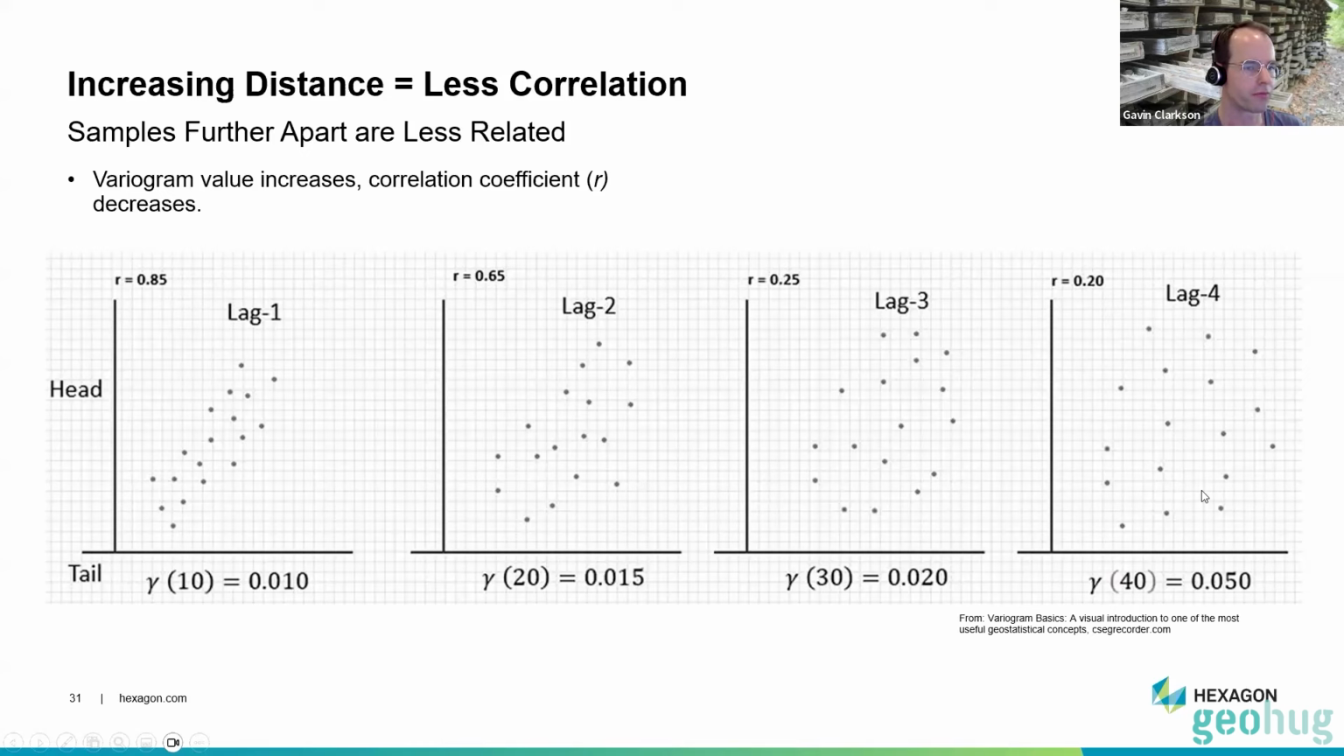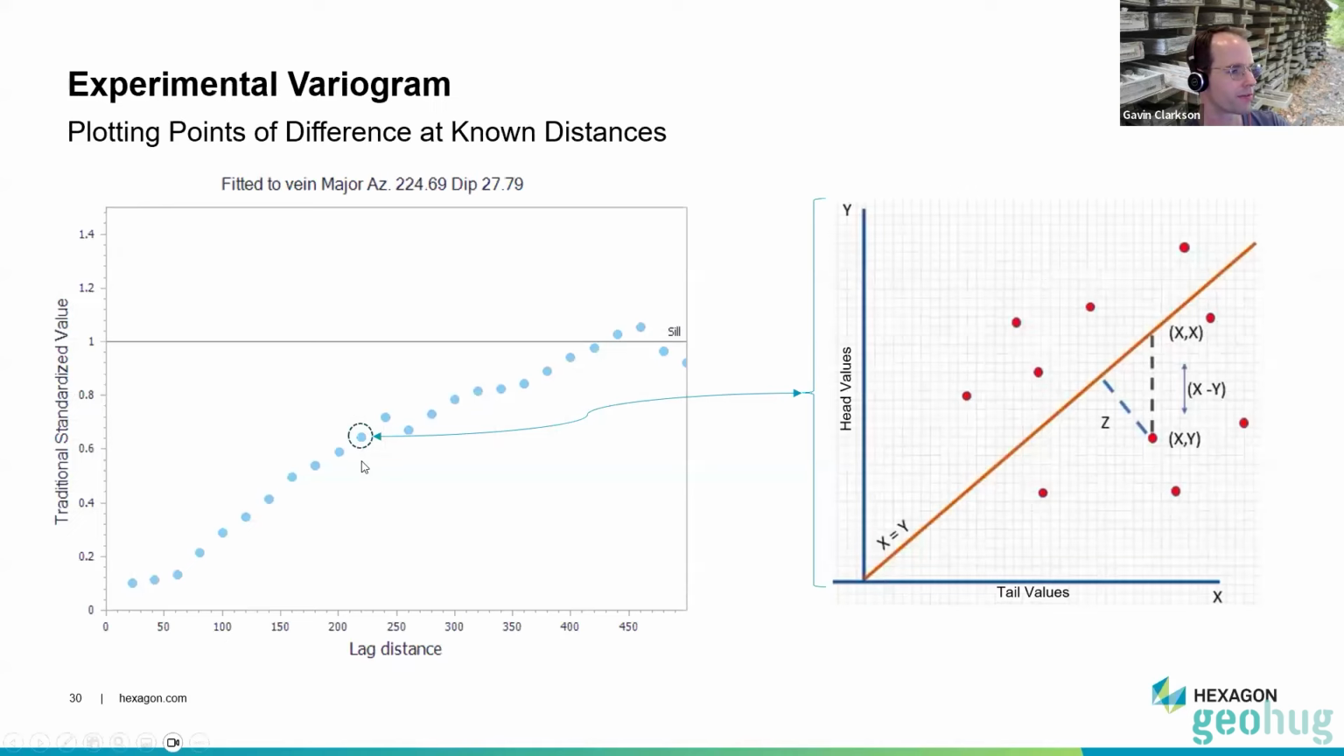The value of your tail grade has nothing to do with the value of your head grade. They're no longer related. One can be low while the other is high. They're not necessarily growing or falling with each other. And that's what I mean when they're uncorrelated. The scatter plot no longer has any sort of discernible trend. They're just kind of randomized. And that's what the sill is. So when you're looking at a variogram, each of these individual points is actually a collection of head and tail values separated by that certain lag distance.